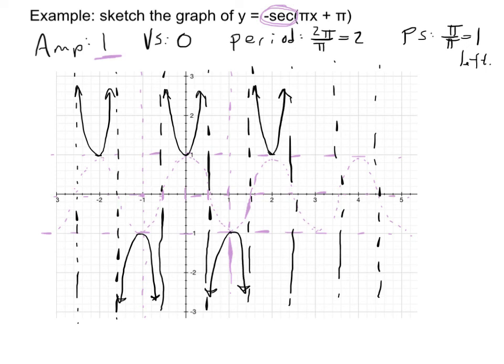You don't have to draw all of these at this point. I just feel like I've gone this far, I might as well finish it out. And there we go. That's my graph of negative secant of pi x plus pi.